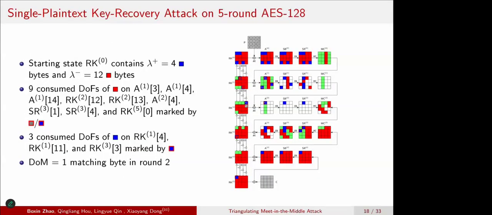For more clarity, I detail our single plaintext recovery attack on 5-round AES-128 as an example. The starting state RK0 contains 4 bytes of forward natural words and 12 bytes of backward natural words. The whole computation from the starting state to the matching point consumes 9 degrees of freedom of backward natural words and 3 degrees of freedom of forward natural words, and there is 1 matching byte in round 2.